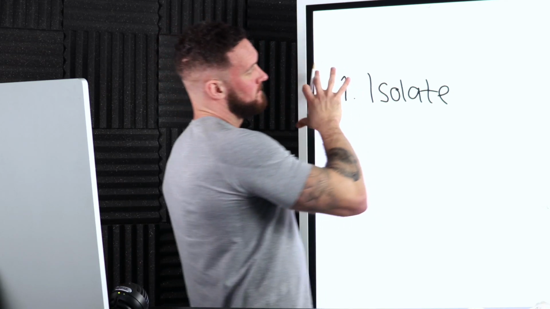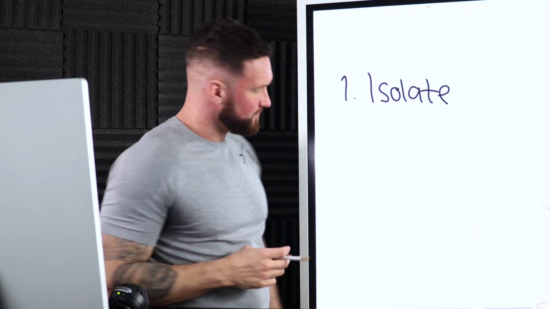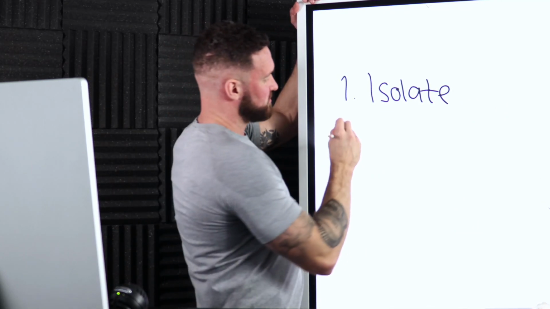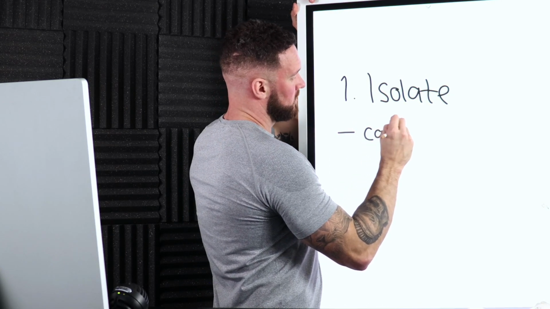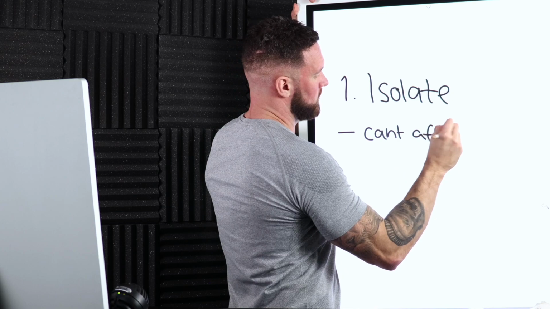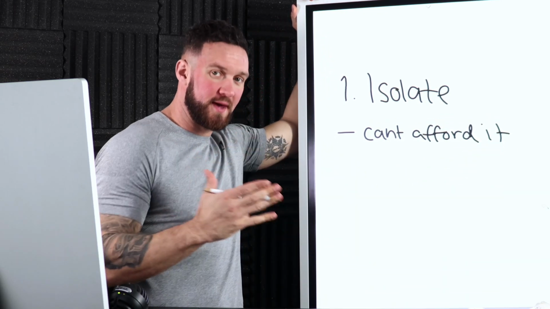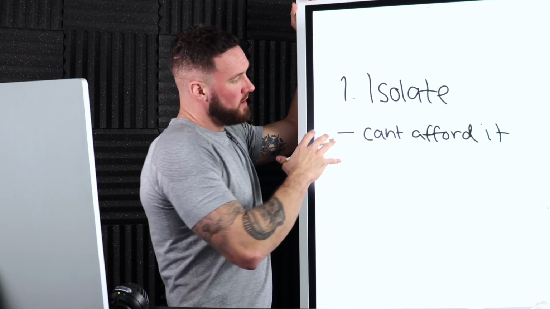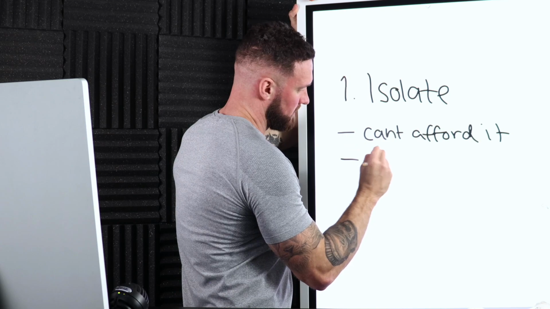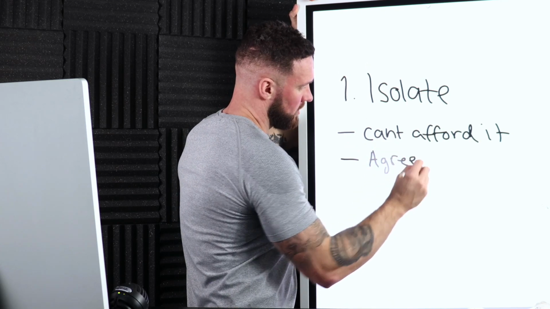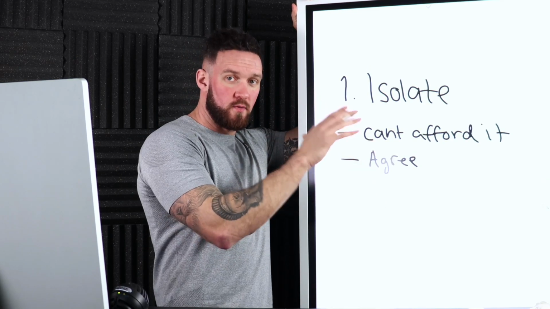So, isolating the objection. Now, how do we do this? The prospect says, can't afford it. Now, what you want to do here is you always want to agree. You always want to agree with the prospect.